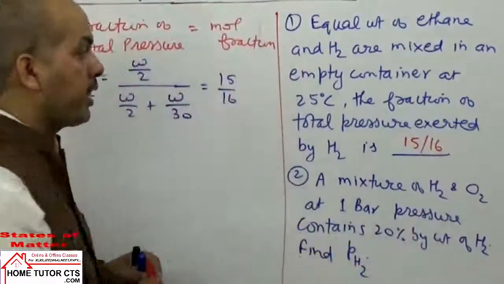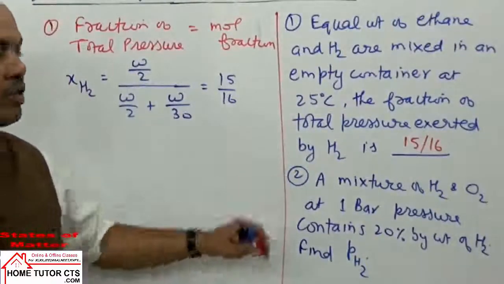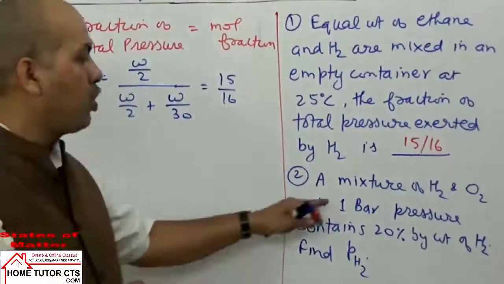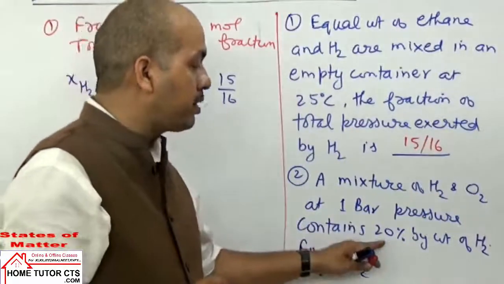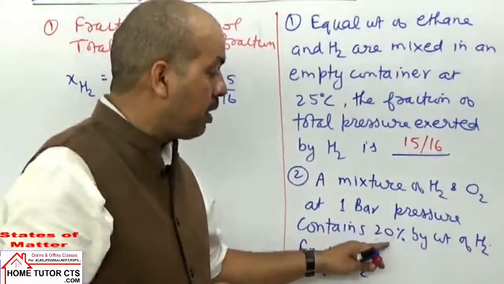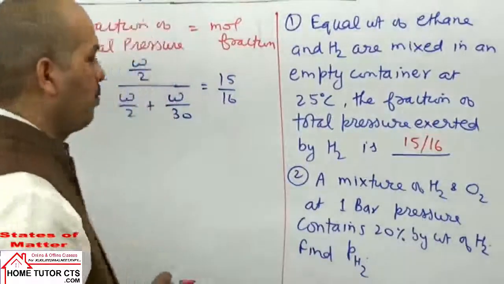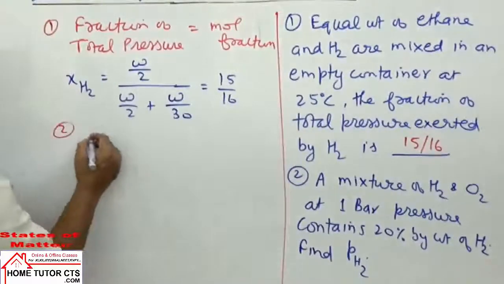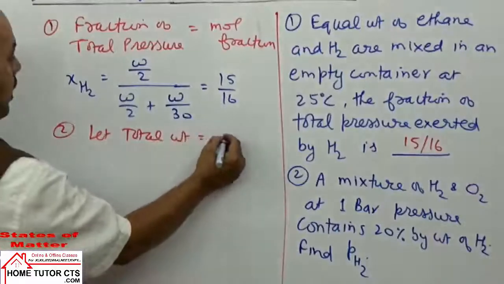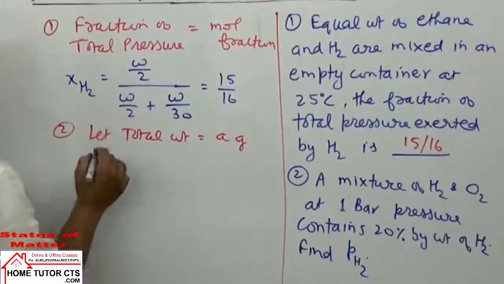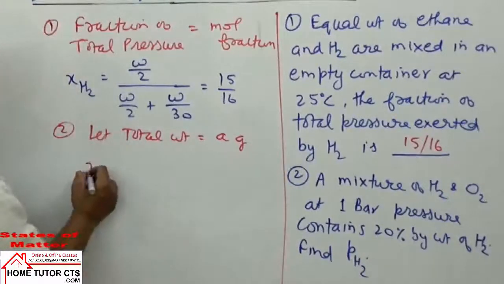So whenever you get this kind of question, find the mole fraction. That's your answer. Now coming to the second question. A mixture of H2 and O2 at 1 bar pressure contains 20% by weight of hydrogen. Then find the partial pressure for hydrogen gas. In the second question, let the total weight be A gram. Then what is the weight of hydrogen? 0.2 A gram. What is the mole fraction of hydrogen?